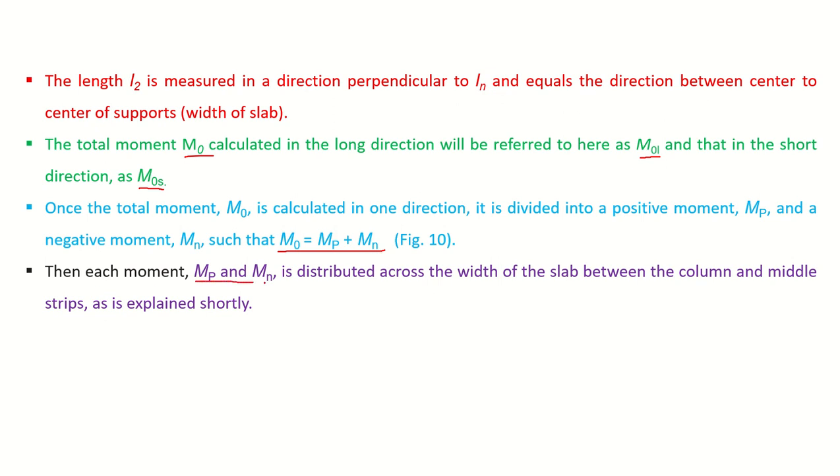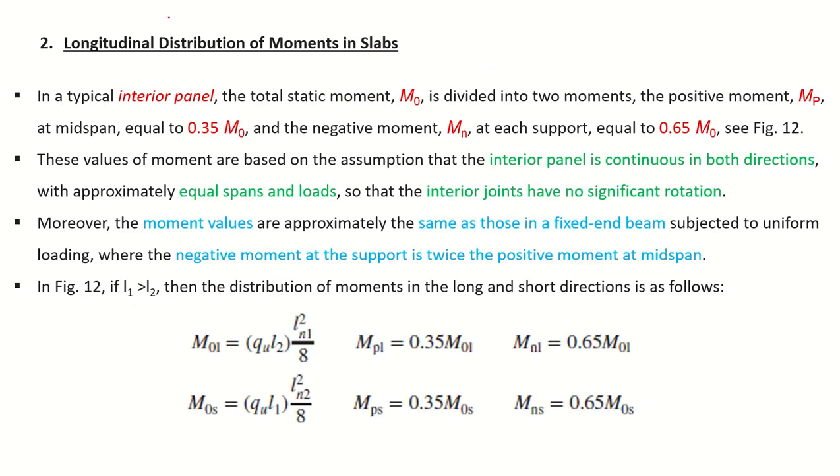Then each M positive and M negative is distributed across the width of the slab between the column and middle strips, and I already explained these things graphically, right. So there is no need to get confused. Now, how to distribute the M naught in the longitudinal direction, that is, into M positive and M negative.